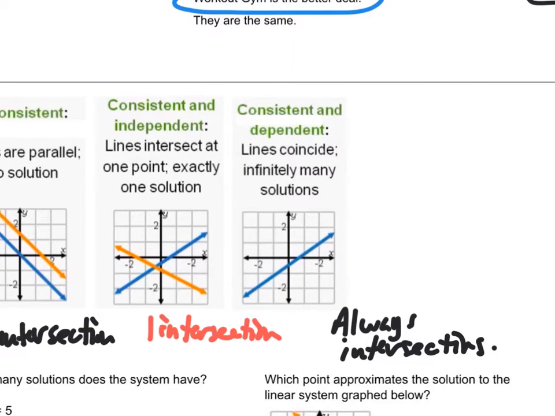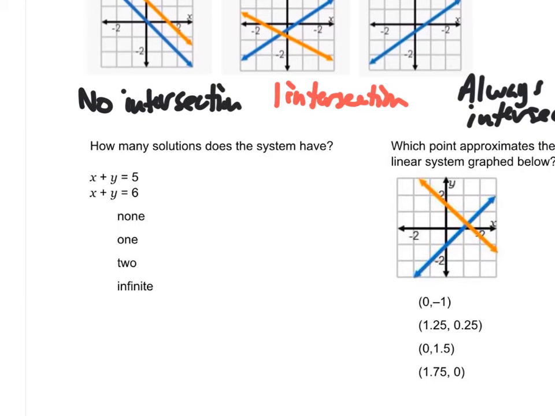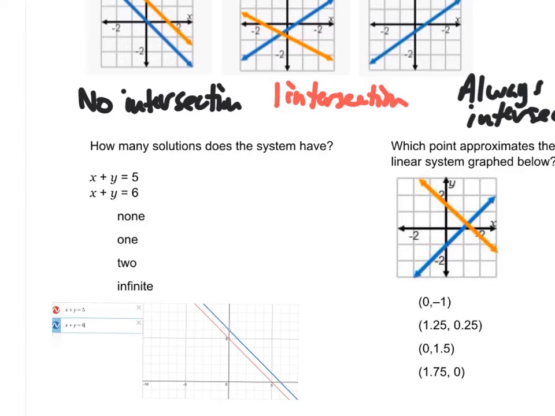The question here says, how many solutions does the system have? What we're going to do is switch over to Desmos and graph this real quick. If we look at the graph here, we just graphed these two different lines, and we notice that these two lines are parallel, which means you have the same slope.